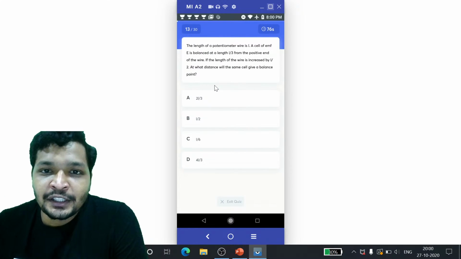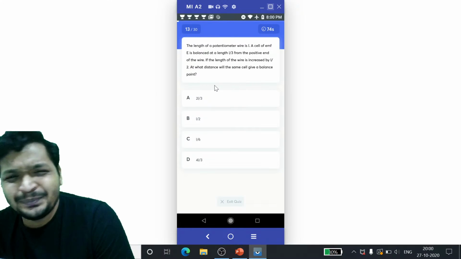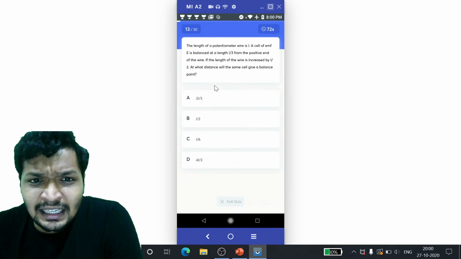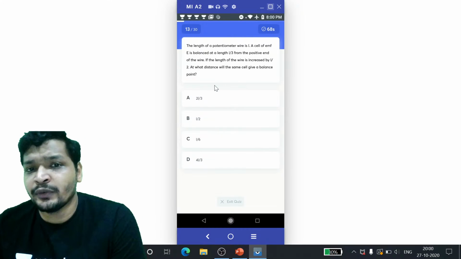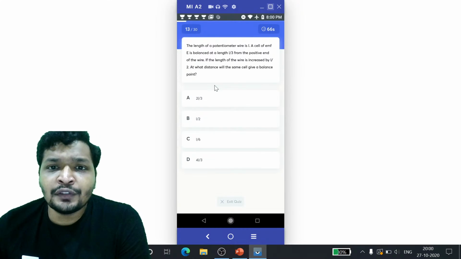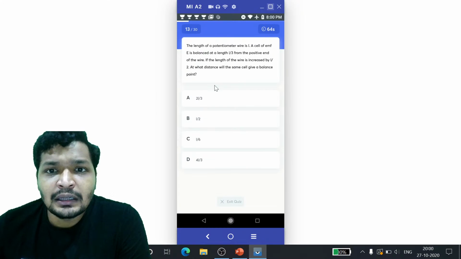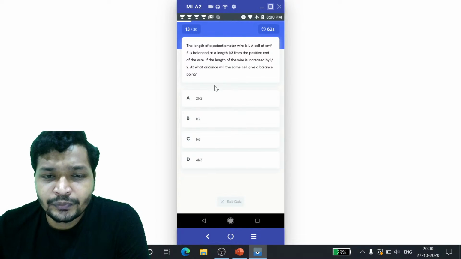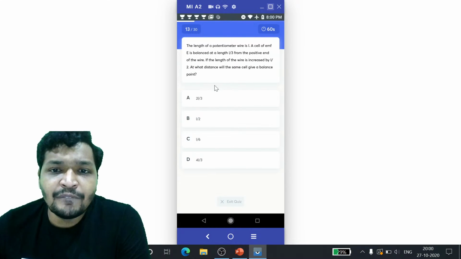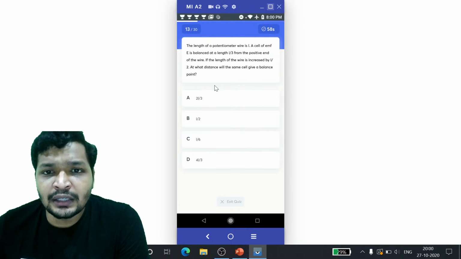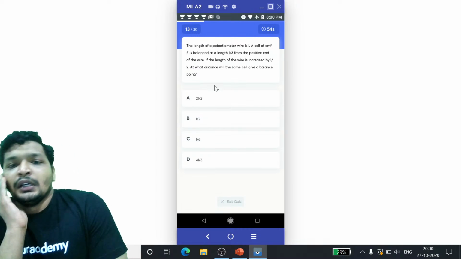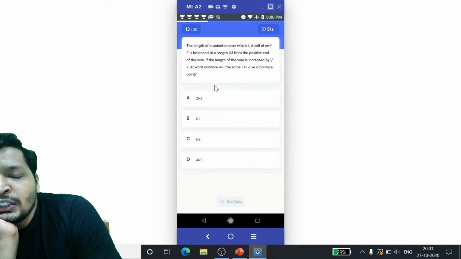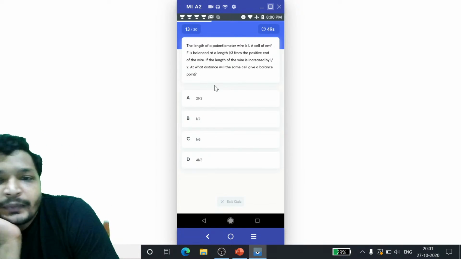The length of a potentiometer wire is L. A cell of EMF E is balanced at L by 3 from the positive end. If the length of the wire is increased by L by 2, at what distance will the same cell give the balance? Okay. Now what happens in potentiometer? What is the concept? Potential gradient, isn't it?